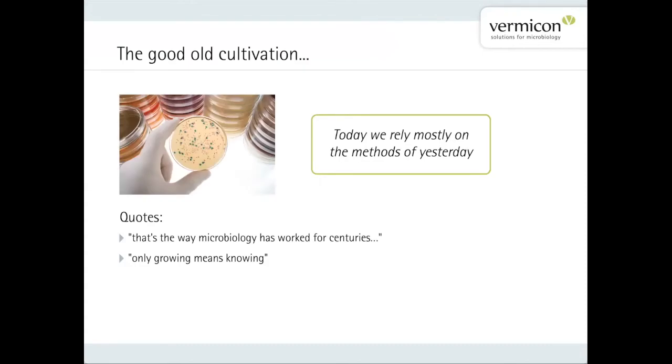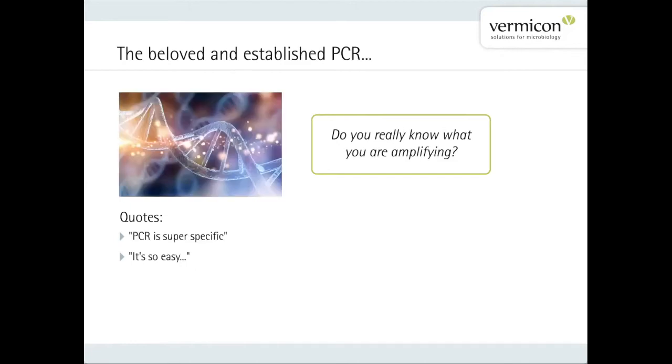And the first question is, what is direct microbiology? So when we look at the good old cultivation and the quotes about cultivation, that's the way microbiology has worked for centuries. Robert Koch: only growing means knowing. I really like this one. But the problem with cultivation is that it's really old, about 130, 140 years now. And today we rely mostly on the methods of yesterday, so it's not a direct method. The other one, the beloved and established PCR, with quotes like: PCR is super specific, it's so easy. And I really have to remember here that we talk about industry.